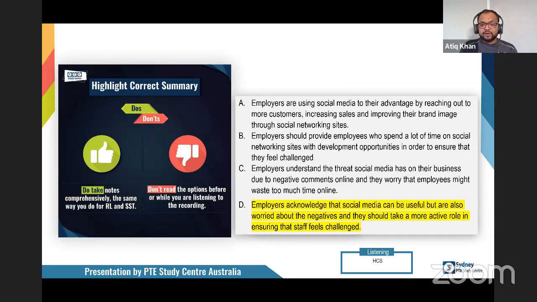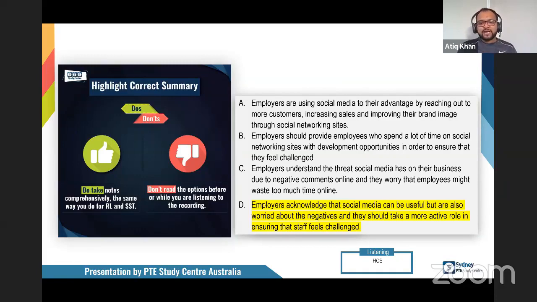It sounds right because it is exactly what the speaker is saying. It says, employers understand the threat of social media has on their business due to negative comments, and they worry that the employees might waste too much time online. It is true. However, it is not the entirety of the recording, because the question itself began with the positives that social media can bring about, which is missing from here.